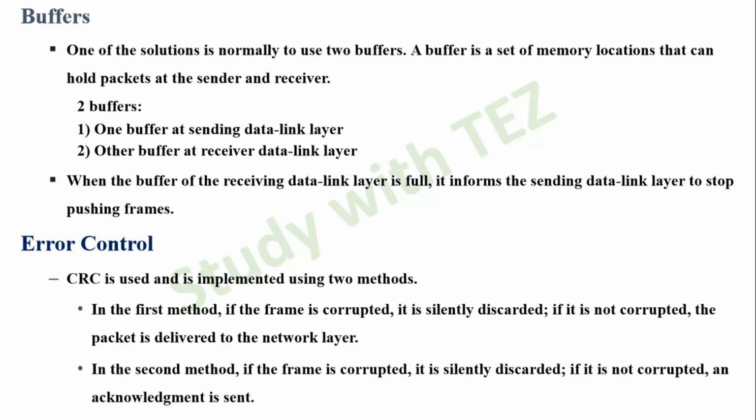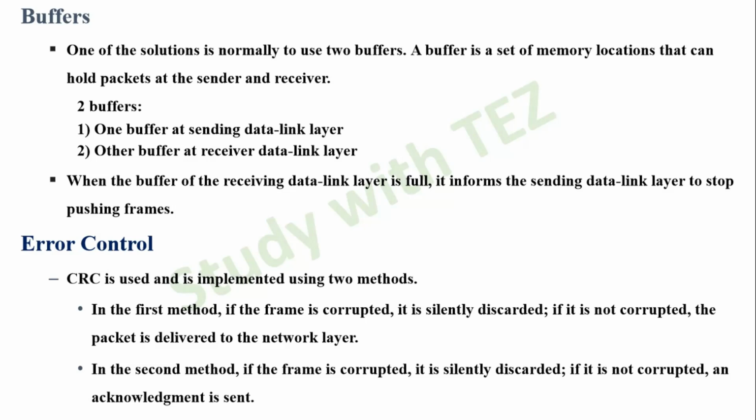One solution for that is using a buffer. Using buffers at both the sender end and the receiver end is very important. A buffer is nothing but a set of memory locations that can hold the packets at both ends, sender and receiver. One buffer at the sender end and another at the receiving end will do the job. When the buffer at the receiving end is full, it informs the sender to stop pushing frames: don't send more frames because I'm already overwhelmed, there's no place to hold them. This is how flow control is done in the data link layer.